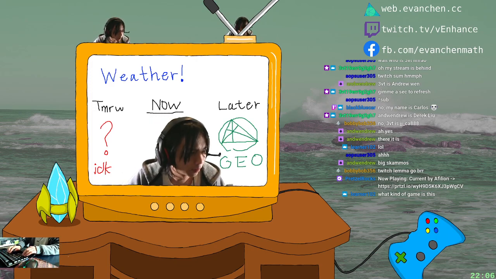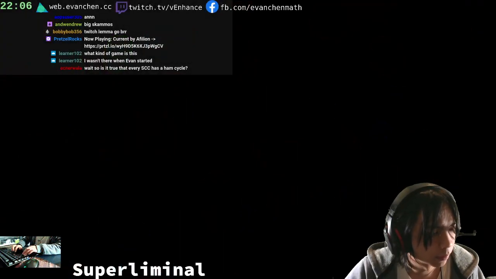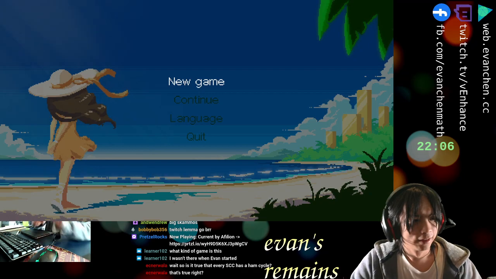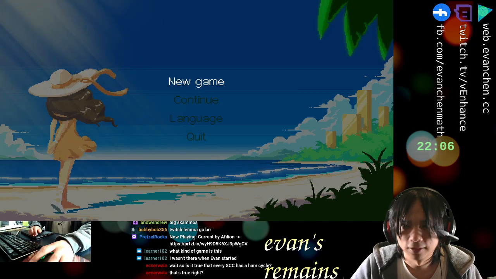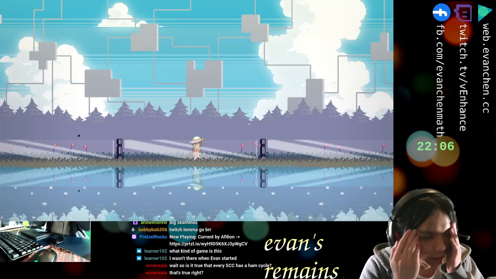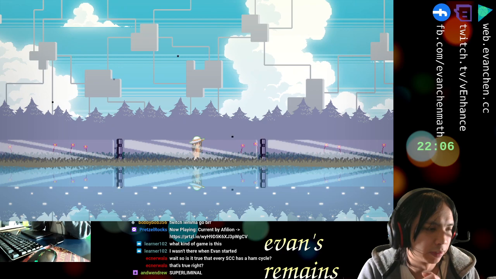So, this one. No, wait, that's this one. There. I'm good at this overlay thing. So strongly connected components always have Hamiltonian cycles.